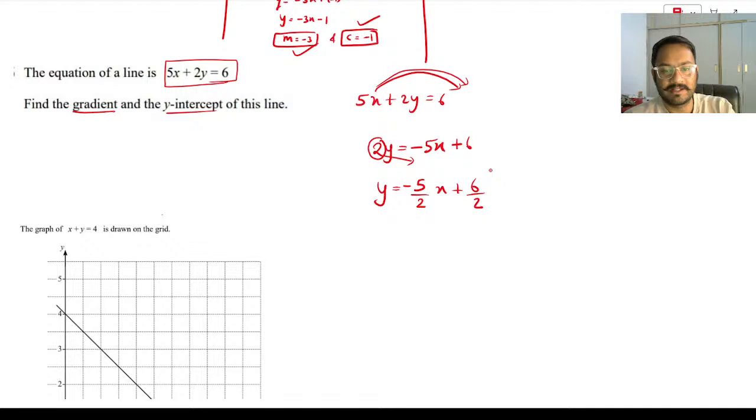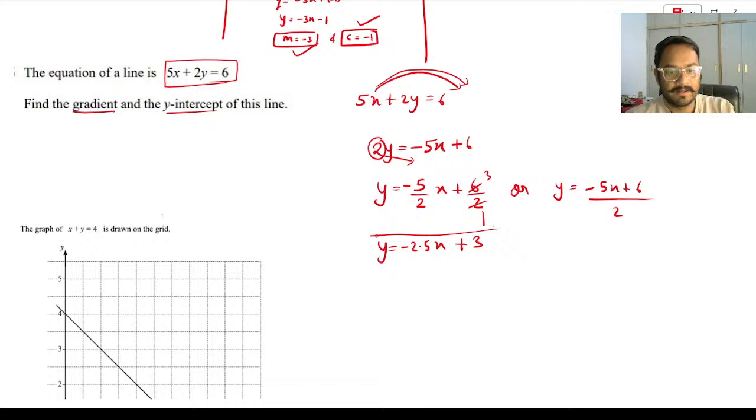Now obviously you need to just divide it to get the answer. Now 2 times 1 is 2 and 2 times 3 is 6, so it is 3, and 5 divided by 2 is minus 2.5x. So the value of y is equals to minus 2.5x plus 3. So your m will be here minus 2.5 and your c will be 3 here. Correct? Children, you got the answer?